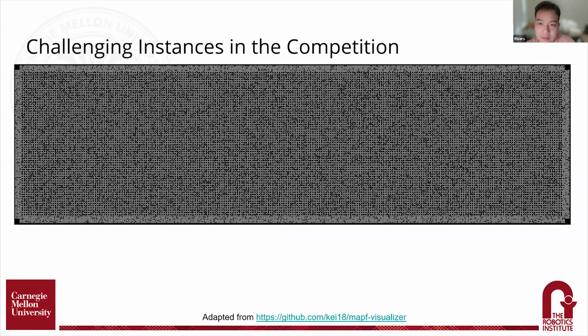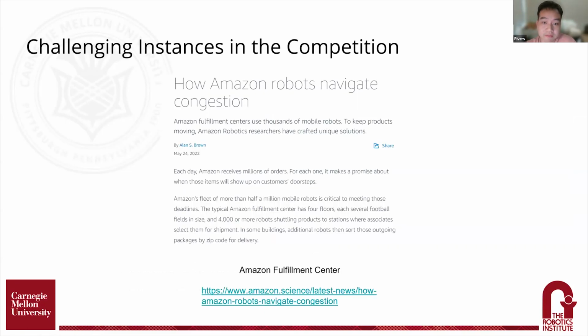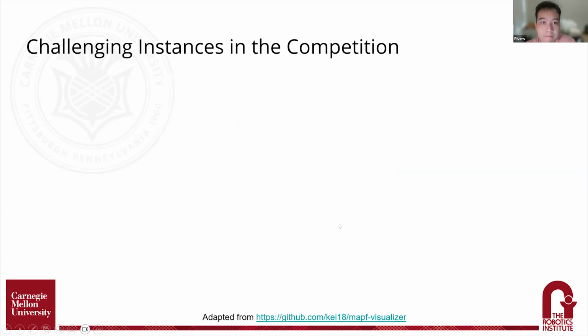I think Professor Daniel has already introduced this: 10,000 agents in a very large sortation map. Actually, this scenario is realistic, because a report from two years ago from Amazon Robotics says they have already deployed 4,000 agents. So 10,000 agents is no longer a big number.